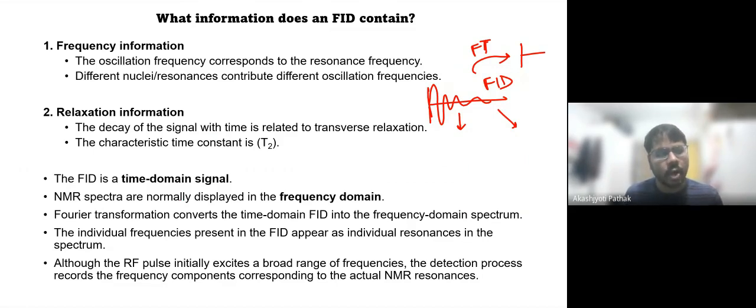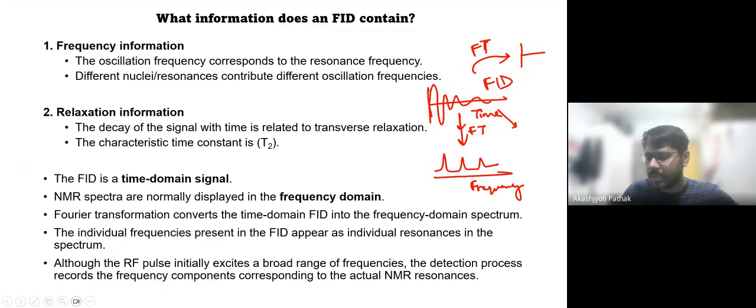So FID is a time domain signal. The NMR spectra are normally displayed in the frequency domain, right? So the Fourier transformation converts the time domain FID into the frequency domain spectrum. Free induction decay is your time domain signal; when you do a Fourier transform, you get the frequency domain signal. The individual frequencies present in the FID appear as individual resonances in the spectrum. Although the RF pulse initially excites a broad range of frequencies, the detection process records the frequency components corresponding to the actual NMR frequencies.